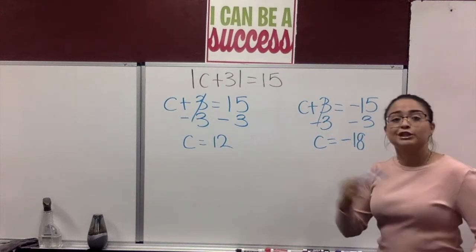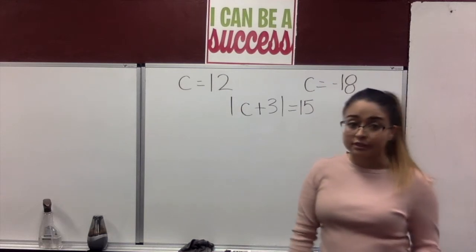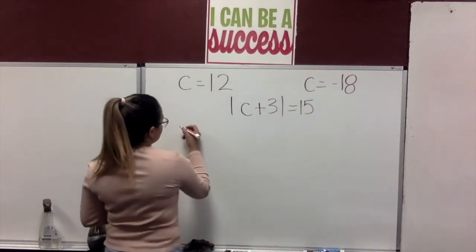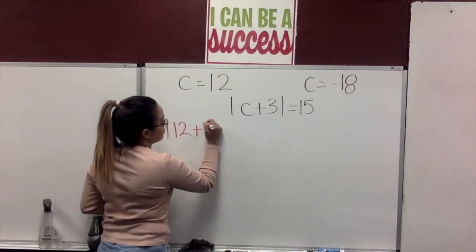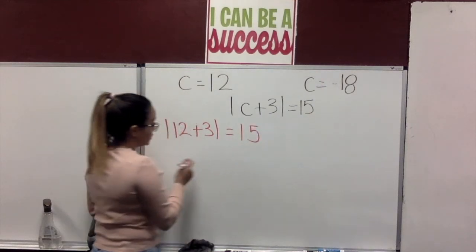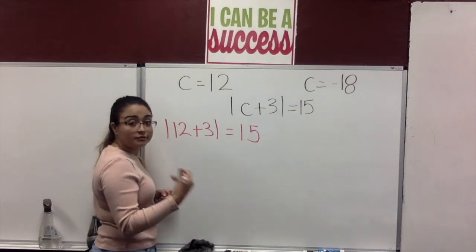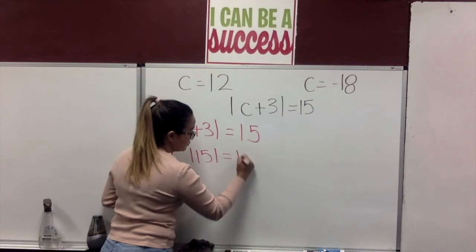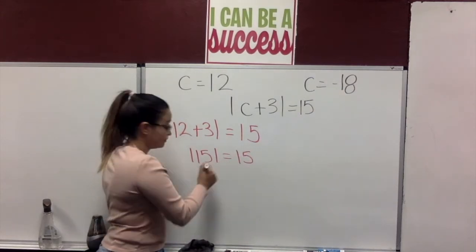Now, let's go into our next step. Now we're going to start off by plugging in both of our solutions into our equation. Let's start off with 12. Now, 12 plus 3 equals 15. The absolute value of 15 is equal to 15. That is correct.